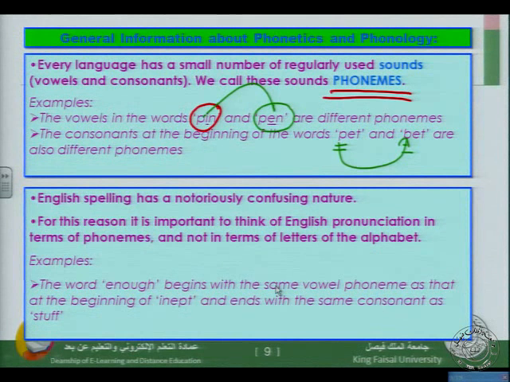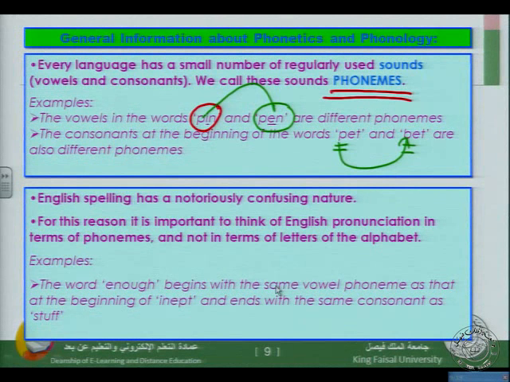Okay? English spelling has a notoriously confusing nature. For this reason, it is important to think of English pronunciation in terms of phonemes and not in terms of letters of the alphabet. We used to think of English as letters, A, B, C, D, E, F, G, blah, blah, blah. Now we are going to think of English as phonemes, sounds, okay?